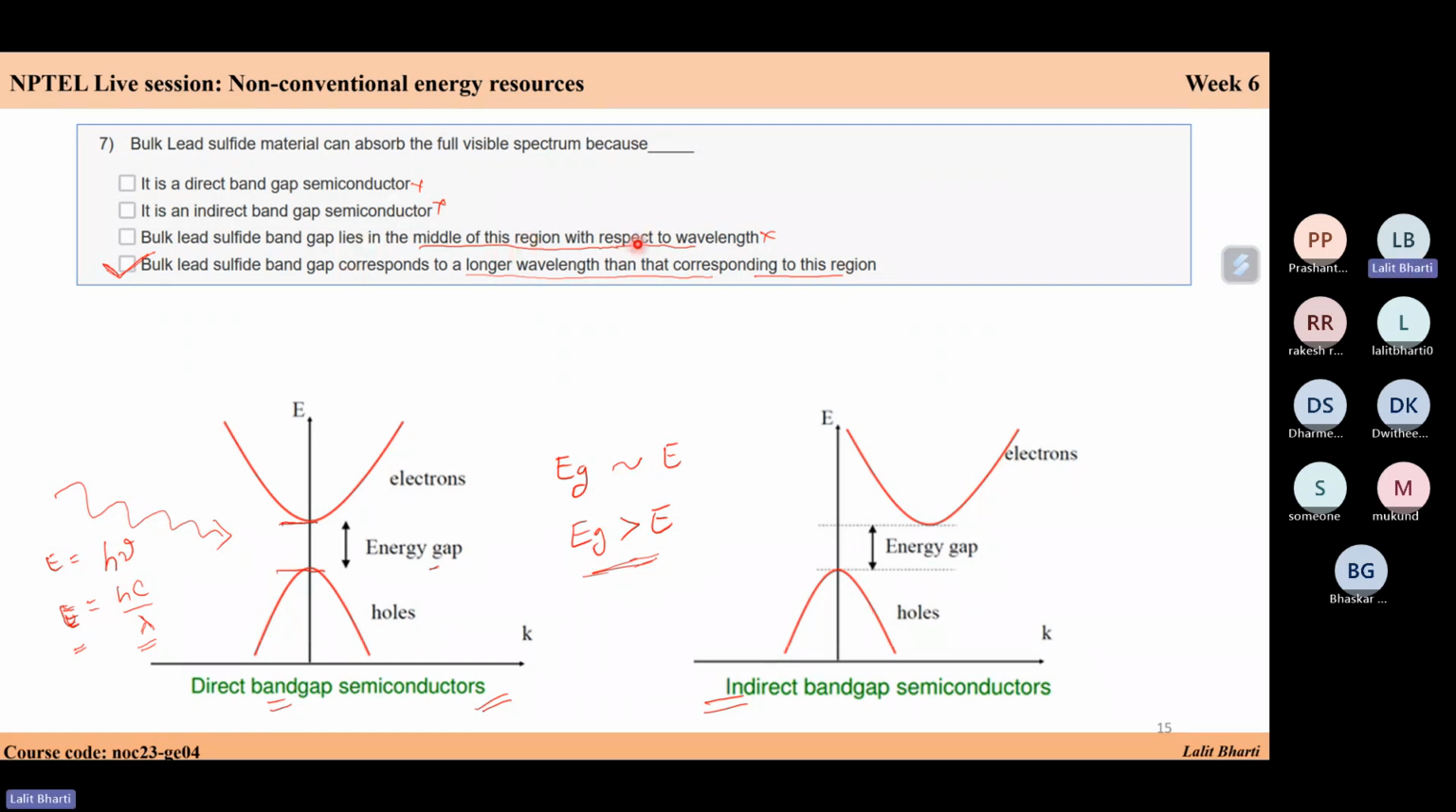The band gap should not be in the middle of the region. It should just be higher than the incident energy or the incident spectra. Option four is correct. The rest are incorrect.